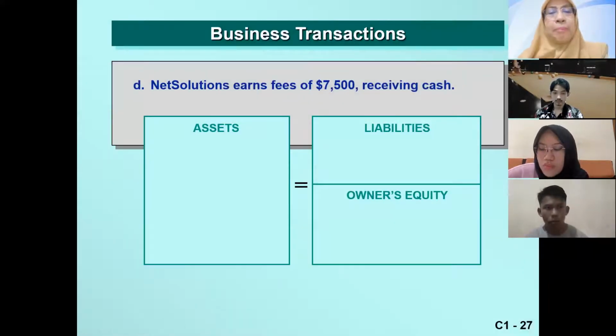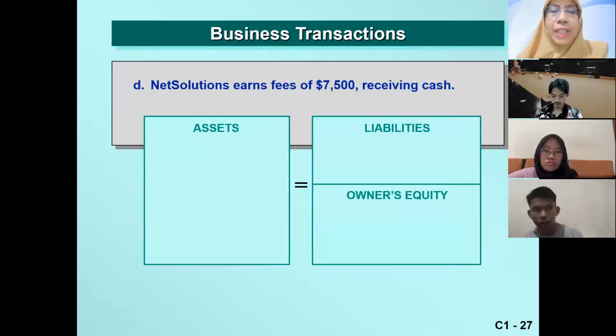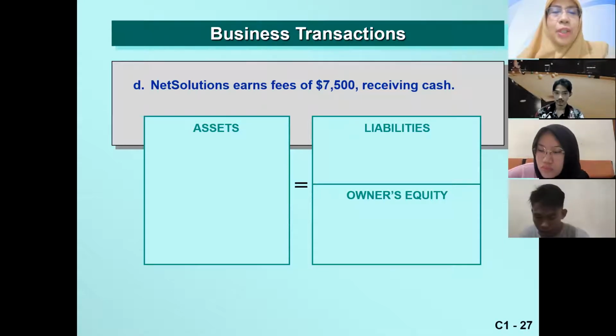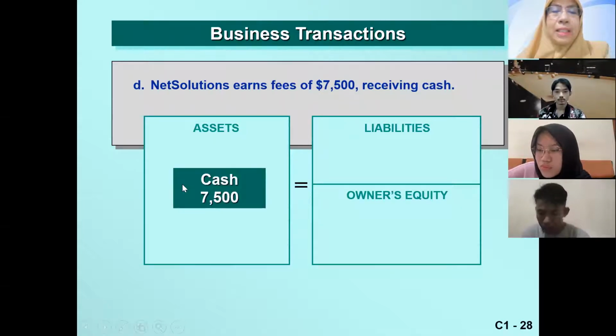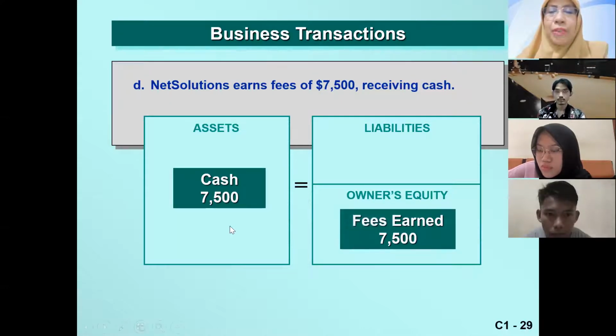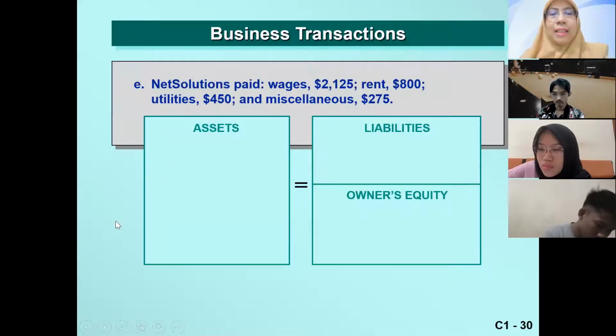The next one is, after running the business for a while, Net Solutions earns fees of 7,500 and received it in cash. Yeah. So in here we are going to record cash increased by 7,500, and the cash increased because of what? Because of fees earned. So it means we are going to increase owner's equity in here, and we are going to add fees earned on the owner's equity side. Okay, the next transaction.